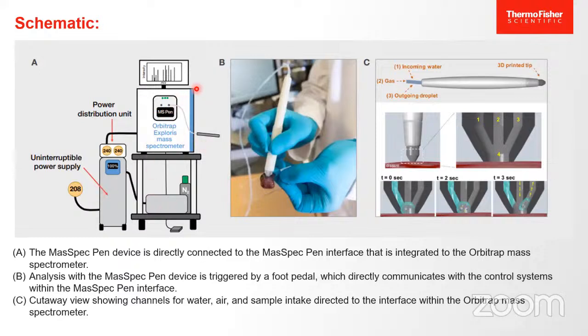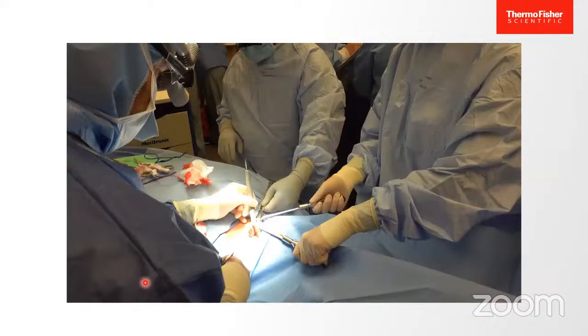You have a small trolley where your Orbitrap mass spectrometer is put, and there is an uninterrupted power supply, UPS and everything, already there. A small pen comes in contact with the tissue and takes the data. It takes just 3 seconds, and it will be able to give you the required information. So let me see if I can run this video.